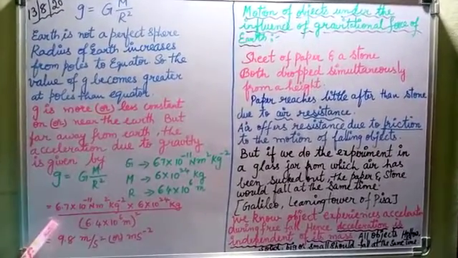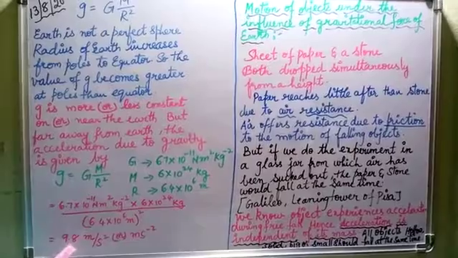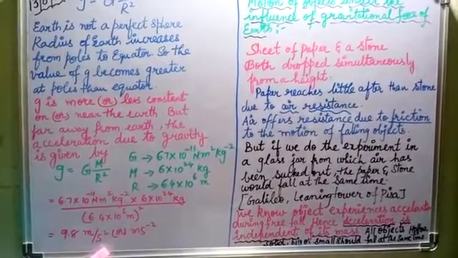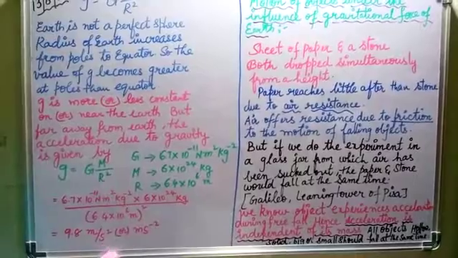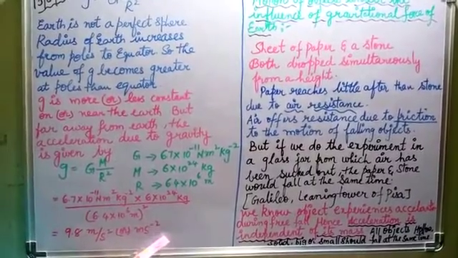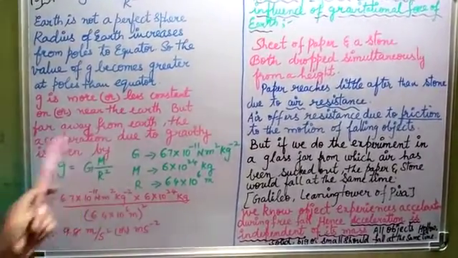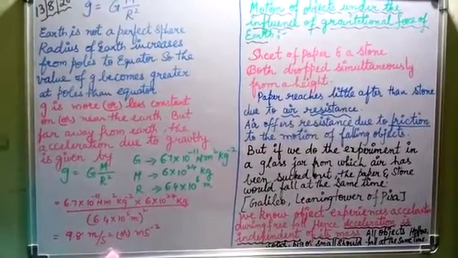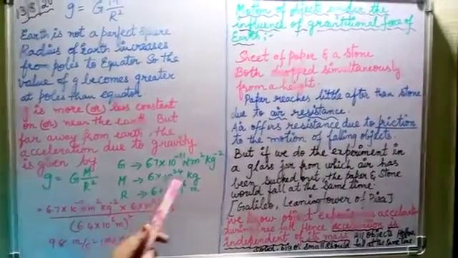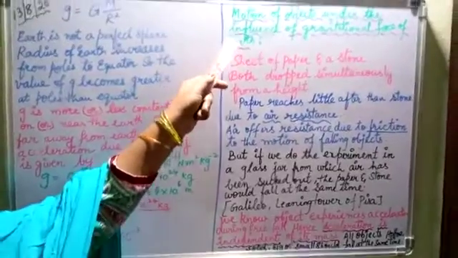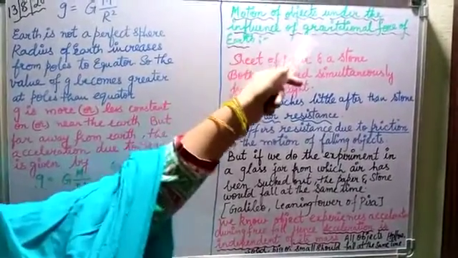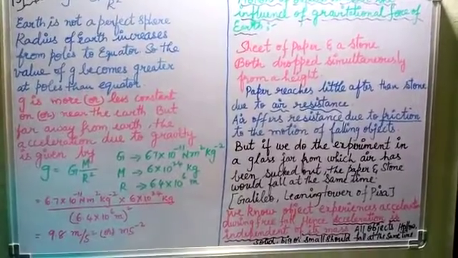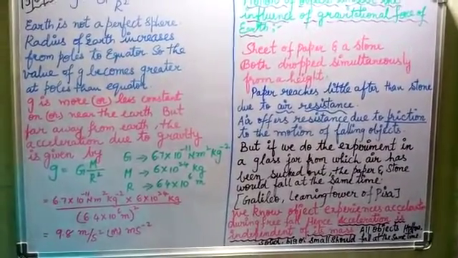When you substitute all these values in the equation, we get the value of g as 9.8 meter per second square, or meter s power minus 2. So this is the value of g when the object is near the surface of the earth. Okay, children, now let us move on to the next topic, that is motion of objects under the influence of gravitational force. We know that earth attracts objects towards it.